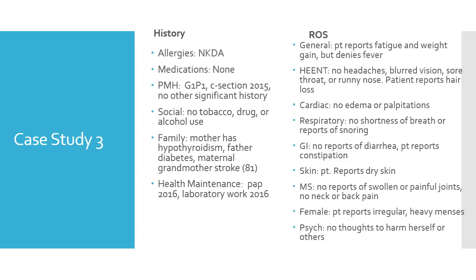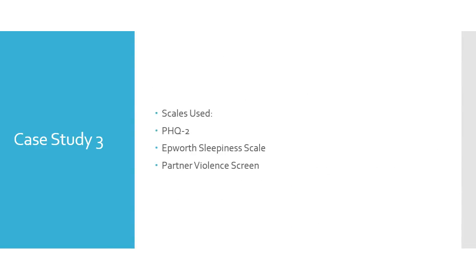She reports fatigue, weight gain, but denies fever. No headaches, blurred vision, sore throat, runny nose. She reports hair loss. No edema or palpitations. No shortness of breath or reports of snoring. No reports of diarrhea. She reports constipation, though. She reports dry skin. No swollen or painful joints. No neck or back pain. She reports irregular, heavy periods. And no thoughts to harm herself or others. So we're going to use the PHQ-2 scale, the Epworth Sleepiness Scale, and the Partner Violence Screen.